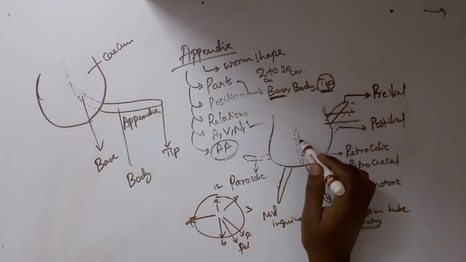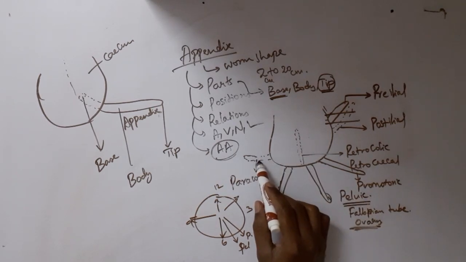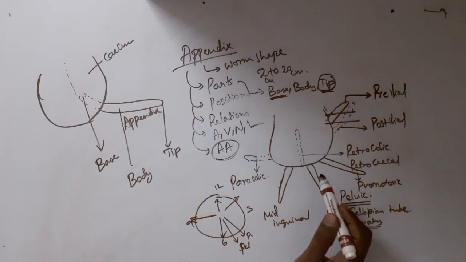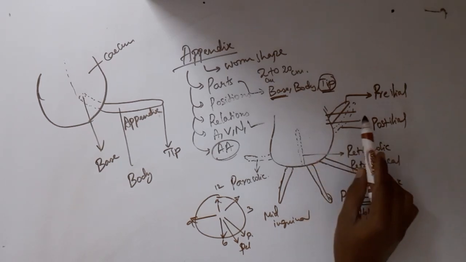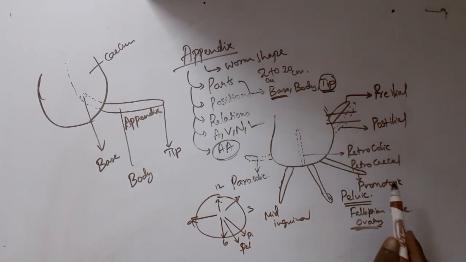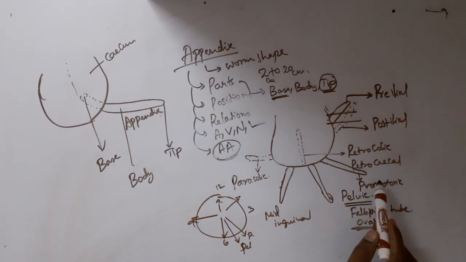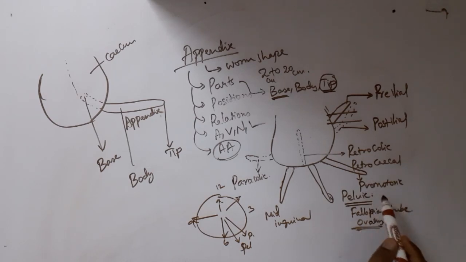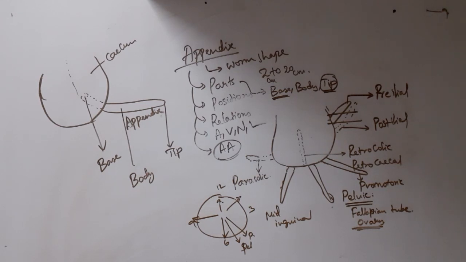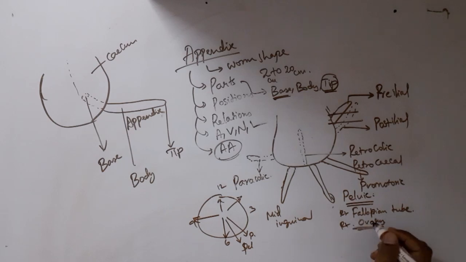The simple thing to remember: one is behind the cecum, that we call retrocecal. One is lateral to it on the right side, that we call paracolic. If it is going on the left in relation with the ileum, that we term pre-ileal and post-ileal, and sometimes it projects towards the sacral promontory, that's why we call it the promontoric position. One goes towards the true pelvis, that we call the pelvic position. In females it will be related with the right fallopian tube and the right ovary.